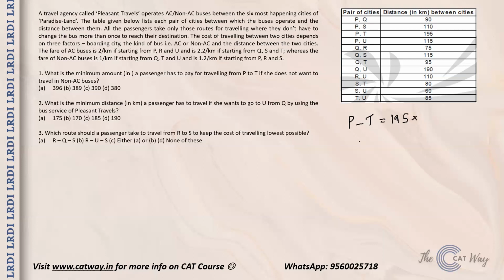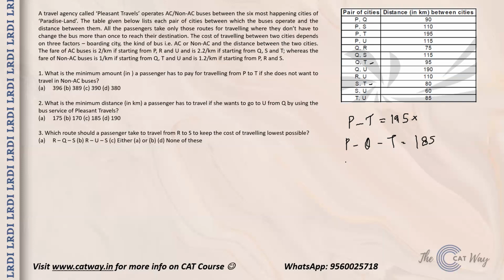Then the other route can be, now you see what are the buses that go to T. So one bus is from S and one bus is from Q. So you can go to those places. So let us go to those places. If you go from P to Q, then you can go to T. Now P to Q is 90 and Q to T is 95. So total becomes 185.